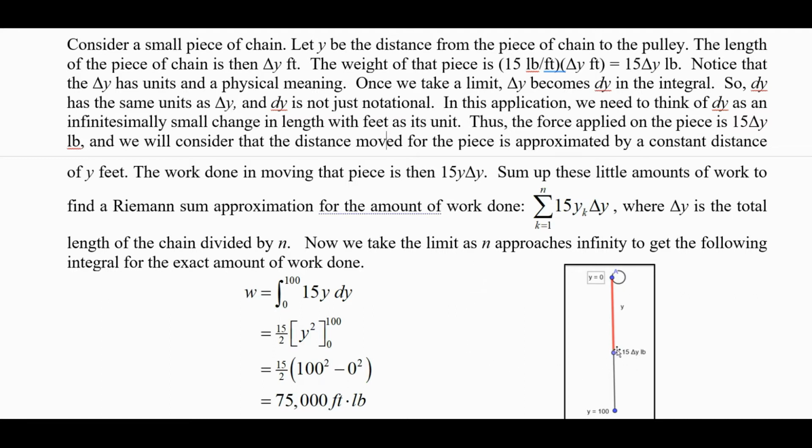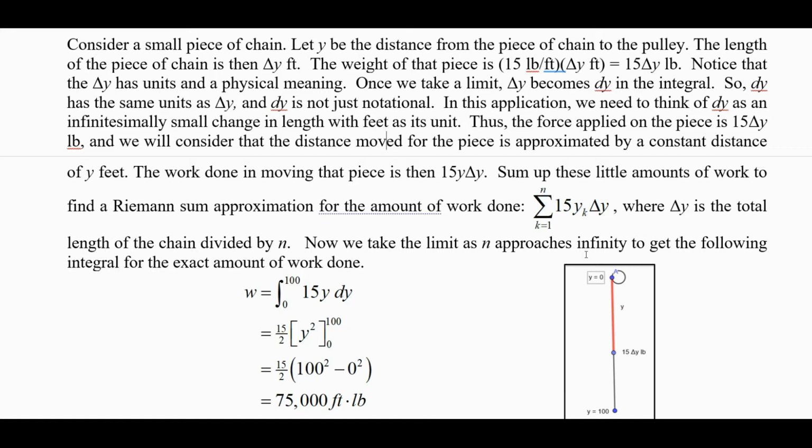So how much work is done in moving that one link up, let's say? Well, its length, the link, is delta y, and it's times 15, and it's moved by some distance y for that kth link. And then we want to sum that up from k equals 1 to n for all the links, and this gives us a good estimate of the amount of work done. And of course, delta y is just the total length of the chain divided by n if we want to divide it up into equal size pieces.